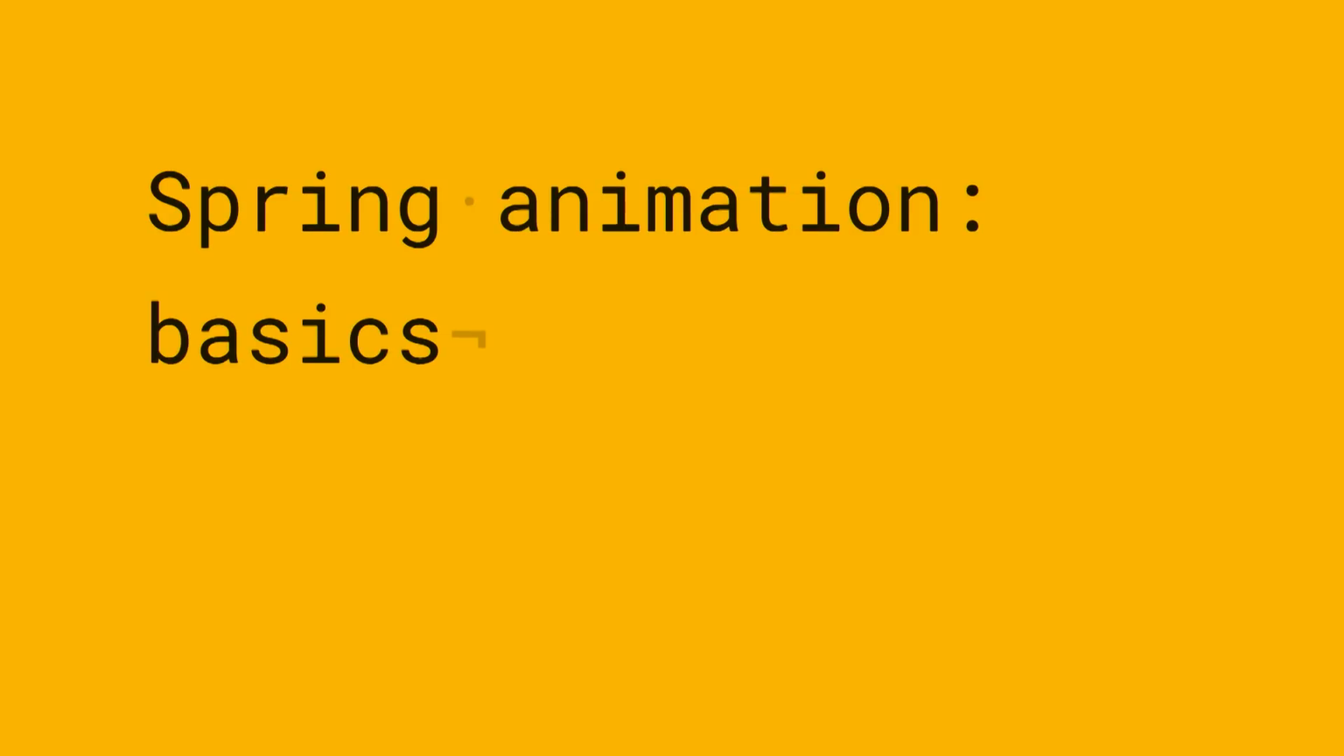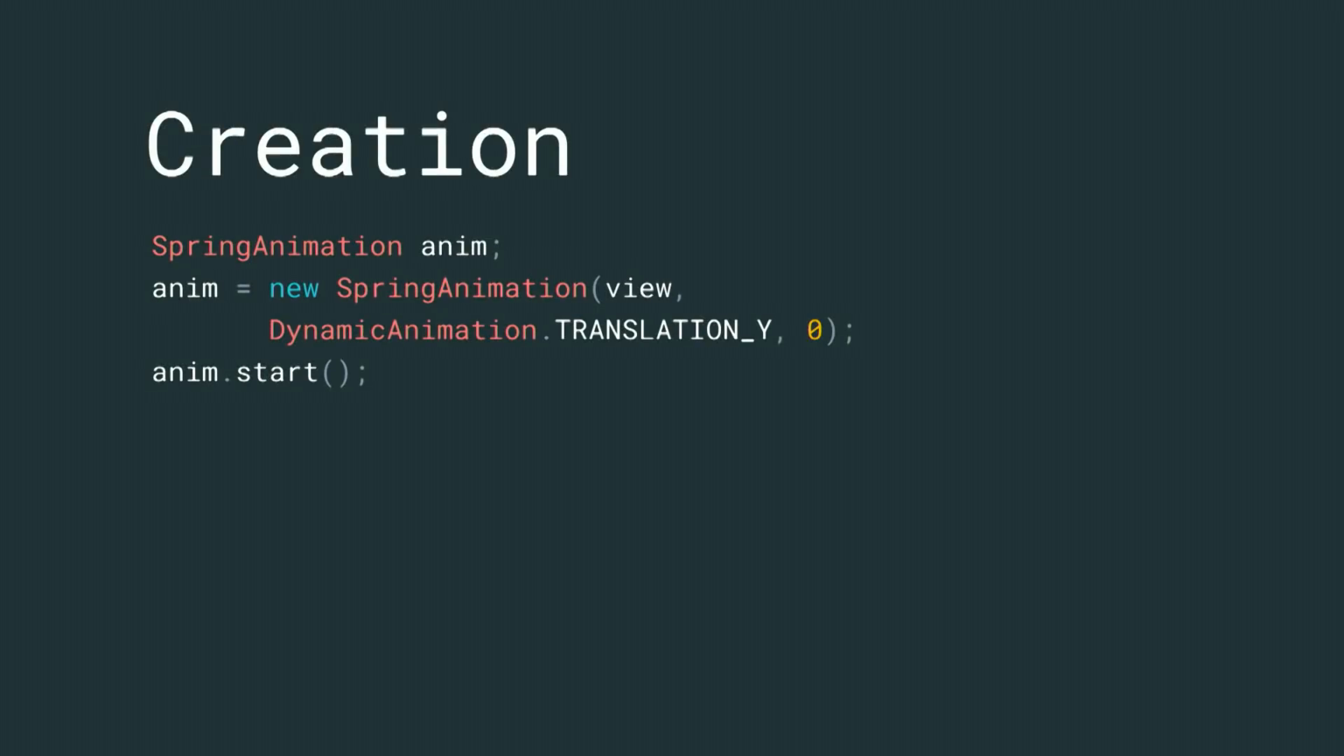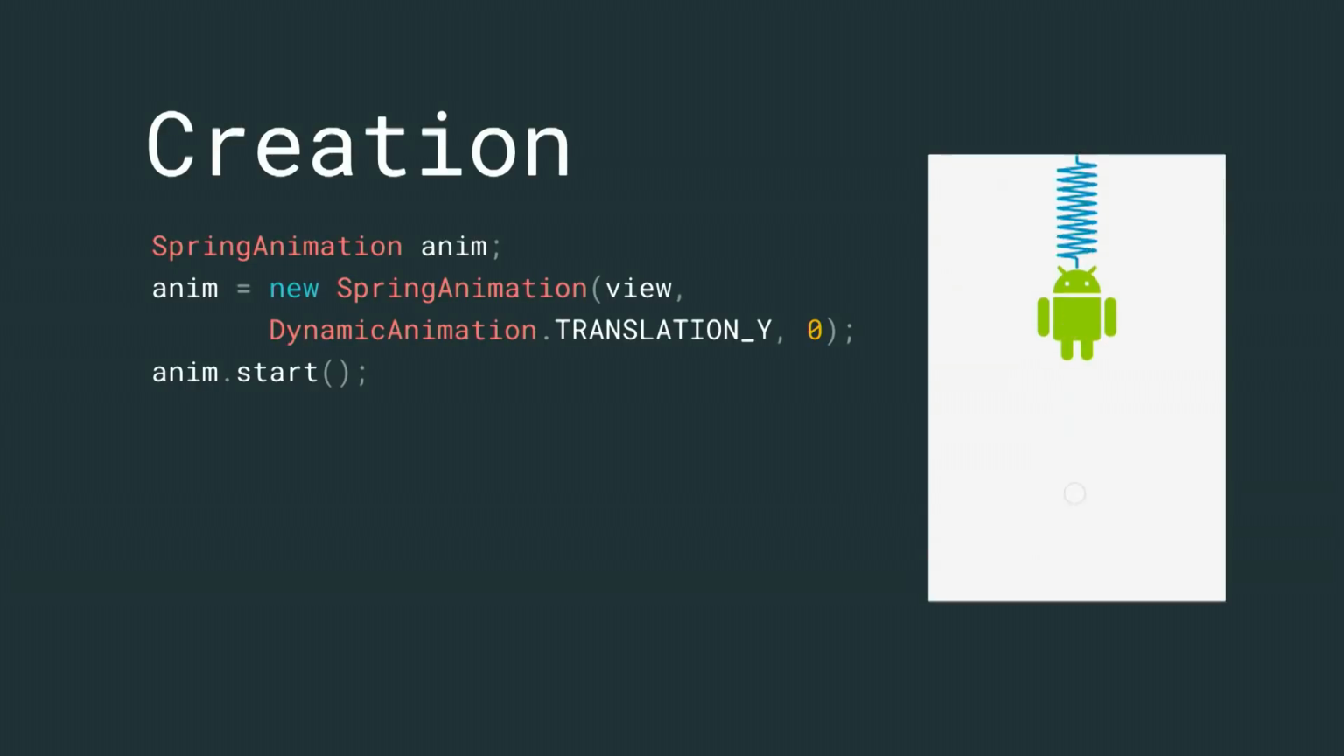In addition to fling animation, we also introduced spring animation. And here are some basics. To create a spring animation, you need to supply to the constructor of the spring animation the object and then the property for the object. Here, we're using a view and translation Y as the property for the animation. And then the third parameter, 0, is the optional resting position of the spring.